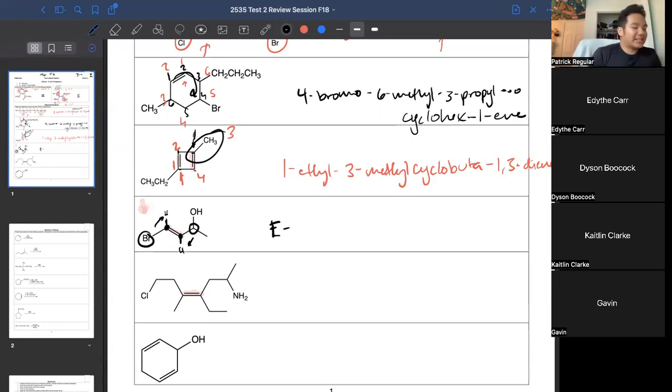You might be thinking, is it that easy? Yes, it is that easy. Just put it at the beginning and then you leave it alone. With the E out of the way, let's number it. So we have a 1, 2, 3, 4 butene.